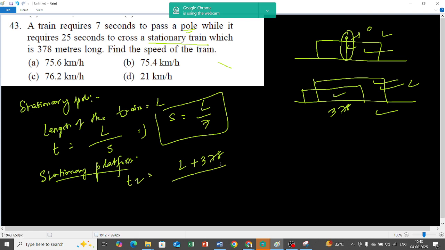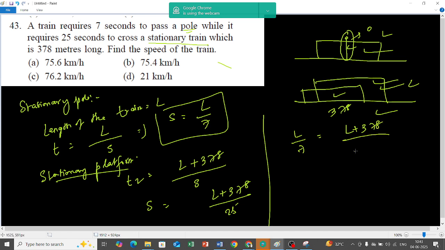L plus 378 divided by the speed, which is still S. So S is equal to L plus 378 divided by the time, and the time is 25. Now both of these speeds are the same, so just equate them. This you can easily solve.